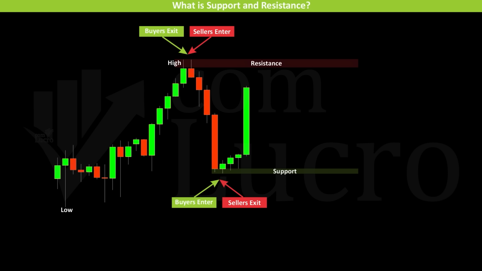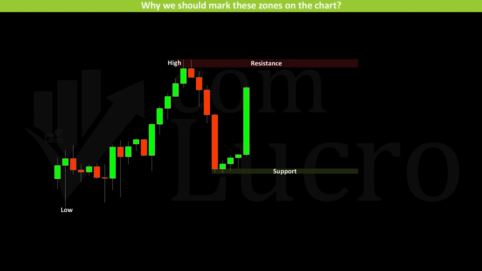Similarly, when the price pushes down, hits a particular area, and reverses, it creates a support zone. This indicates sellers closing their short positions and buyers opening long positions, which causes the price to reverse from this area. Next, let's discuss why we should mark these zones on the chart. Here are 3 crucial reasons.